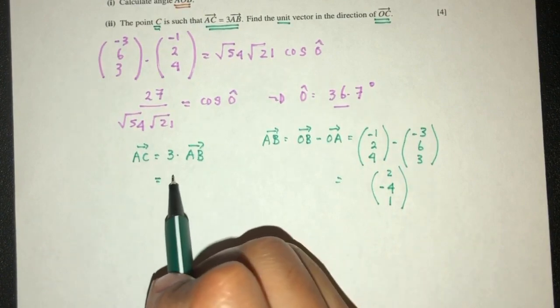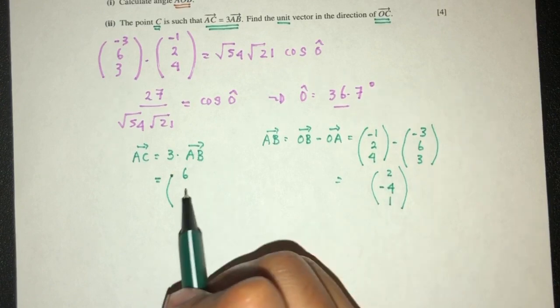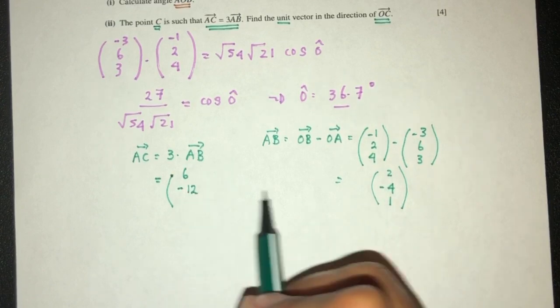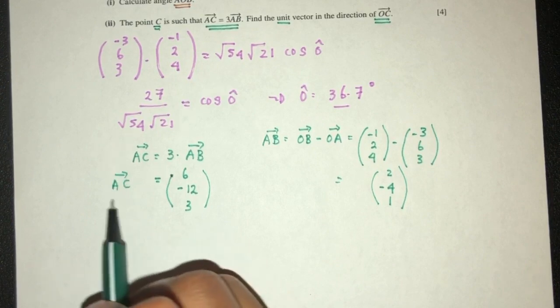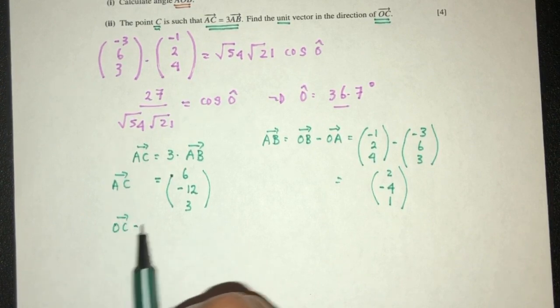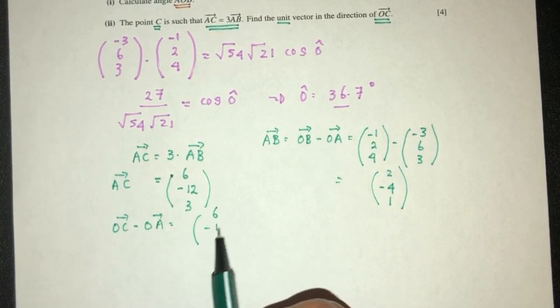So AC should be 3 times AB, which is 6 minus 12 and 3. That should be my value for AC. Now by definition, AC is simply OC minus OA. That should be this, same thing.